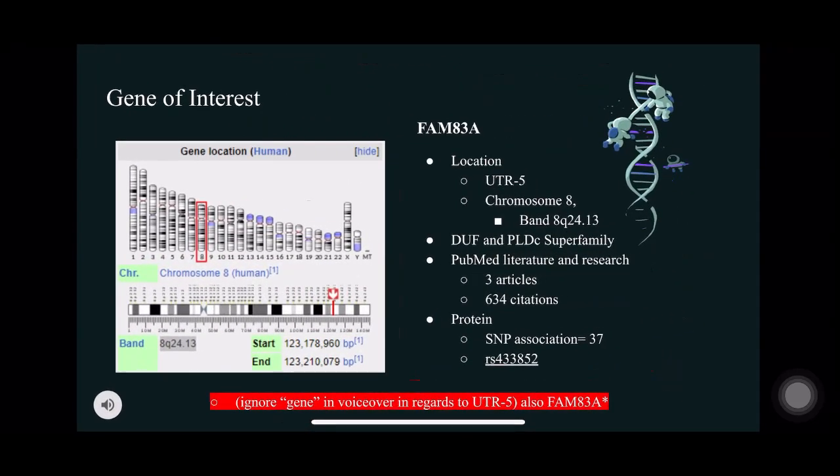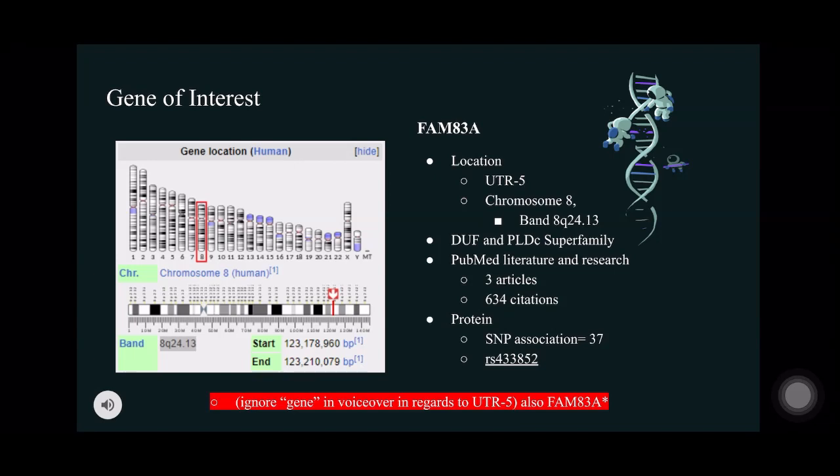For that phenotype, my gene of interest is FAM83A. It is located in the UTR5 gene. It's actually untranslated. It's on chromosome 8, band 8q24.13, so it's on the Q arm.